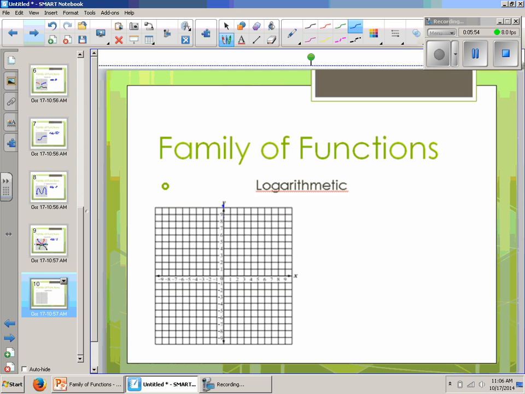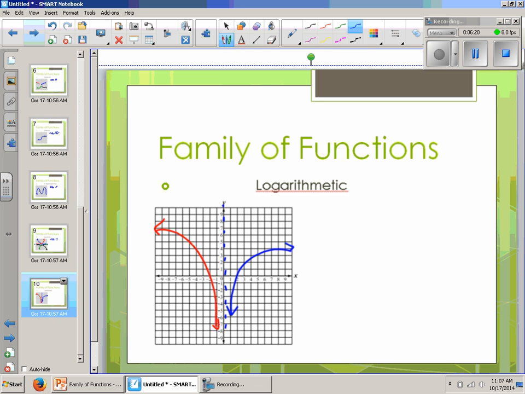Logarithmic. Looks very similar to exponential. In exponential, my dotted line is a horizontal line. In logarithmic, my dotted line is vertical. Yes, I could have that on the other side.